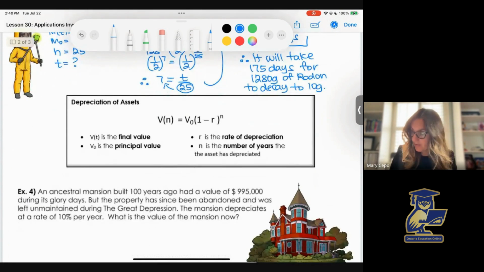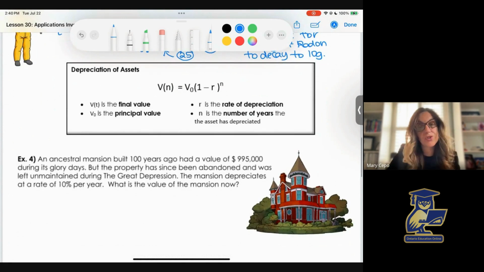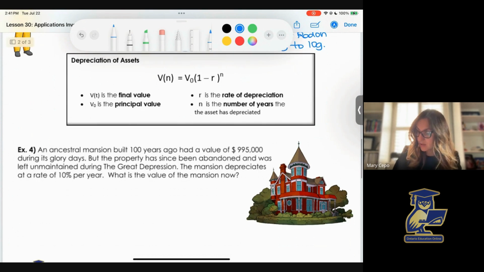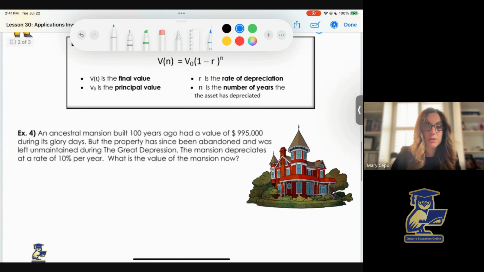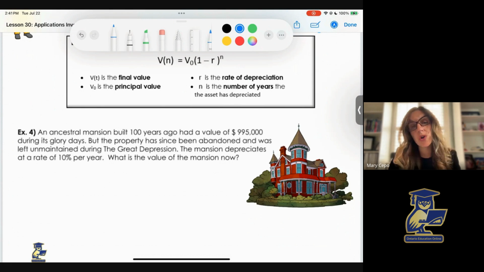Another example of exponential decay is the depreciation of assets. A car is very famous for this, right? A car depreciates as soon as you drive it off the lot. So for depreciation of assets, we can use this notation, which is often used: V at n is equal to V initial times 1 minus r, all to the exponent of n. V at n is that final price. V subscript 0 is the principal value, so the initial amount. r is the rate of depreciation. n is the number of years the asset has depreciated.